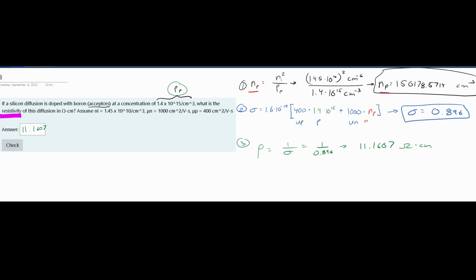If the numbers are different, you would just rearrange the numbers and use the same equation. That's going to be it for this problem.